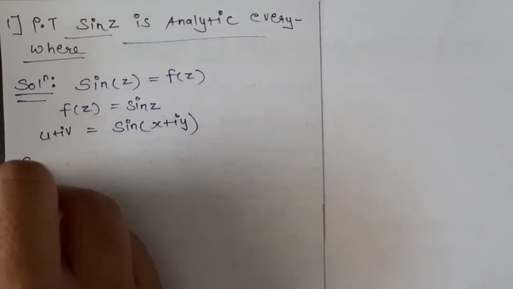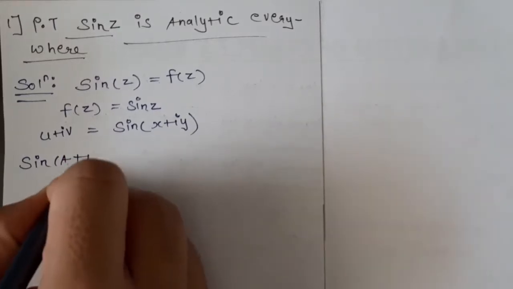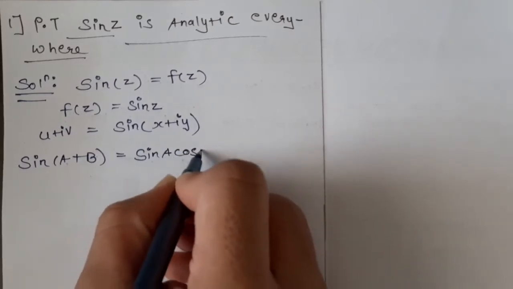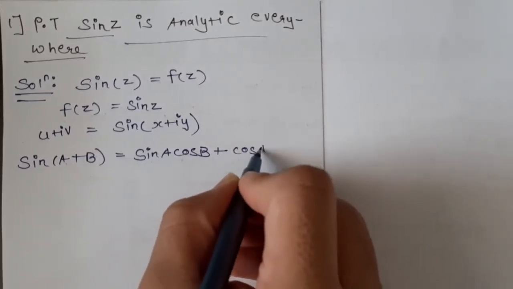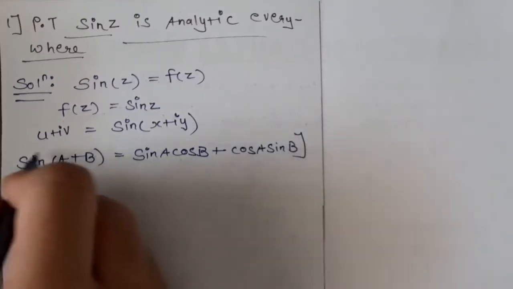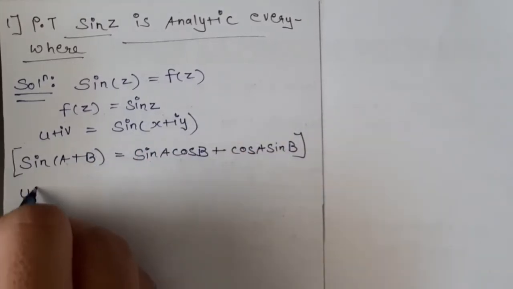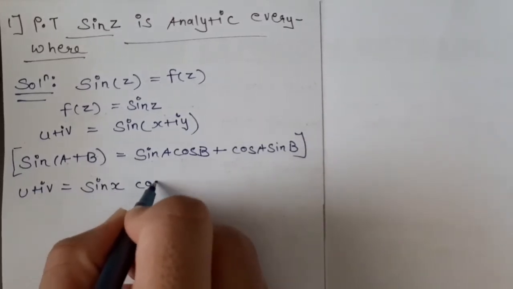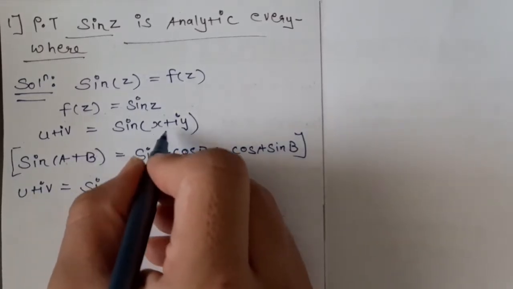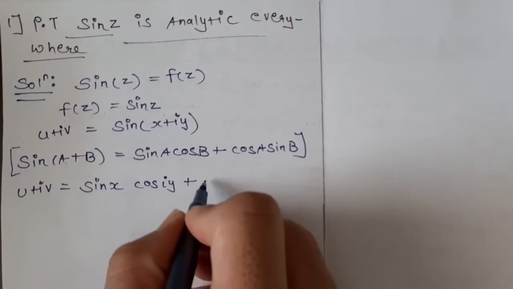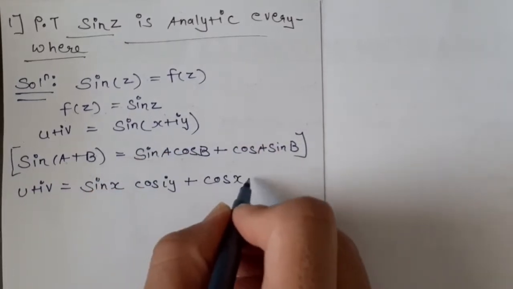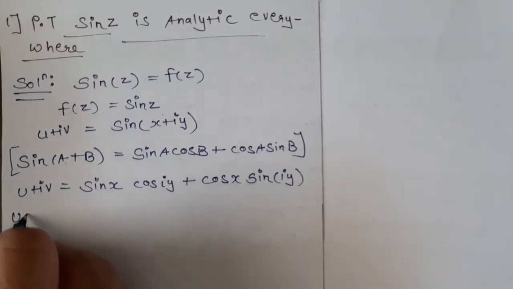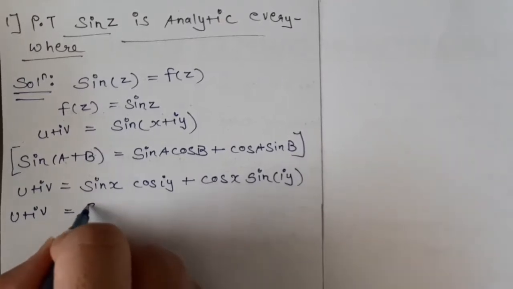Now according to the formula of sin(a plus b), we can expand this as sin a cos b plus cos a sin b. So according to this formula we will expand this term. So u plus iv equals sin x into cos(iy), because here a is x and b is iy, plus cos a, that is cos x, into sin b, that is sin(iy).